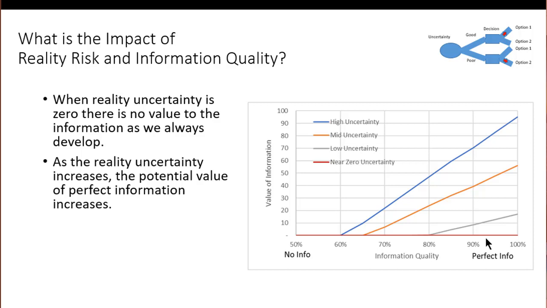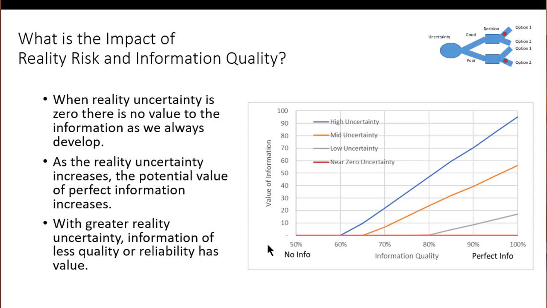As the reality uncertainty increases, that means going from this 10 to 100 to 200 to 300, the potential value of perfect information increases. So as I go to 100, you can see my perfect information is increasing here to what looks like about 15 or so. And then when I go to a 200 standard deviation, I'm up to 55. And at 300, I'm up at 95. I'm just looking at these endpoints on this curve. This is 100% perfect information down here. And over here is the value of the information.